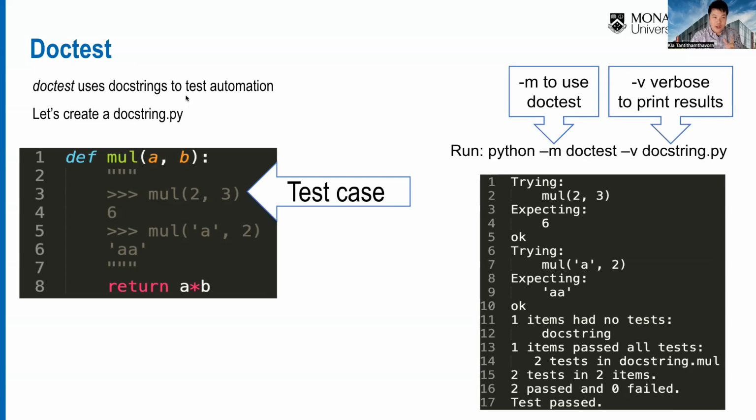So doctest uses the docstring to do the test automation, right? And let's say if we do want to test the multiply function of a and b, we just write the prompt in the docstring here. Multiply 2 by 3, we'll get 6. And let's see what the results are, okay?